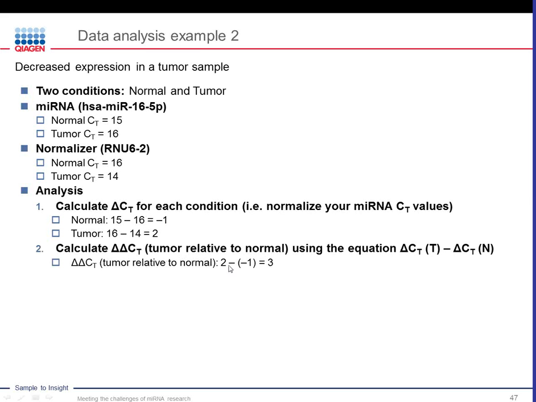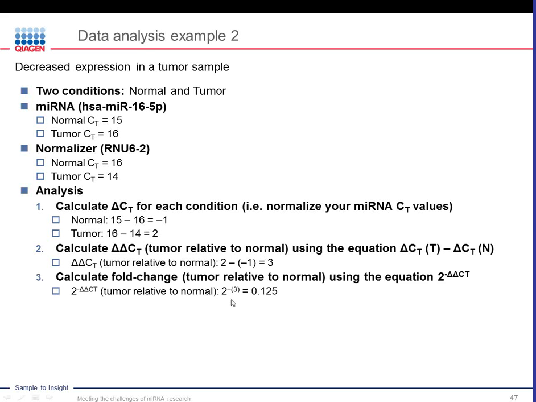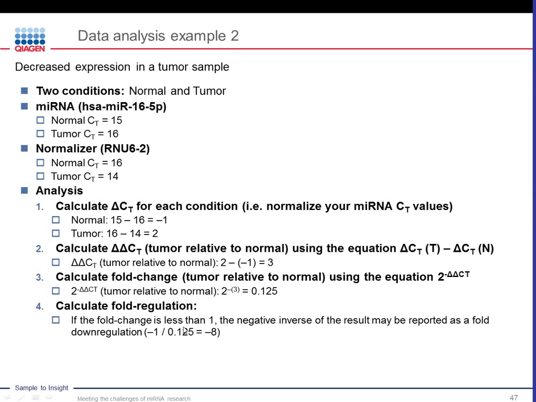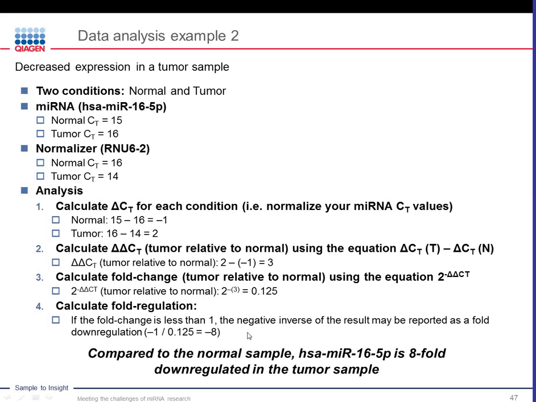Then you calculate delta-delta CT, 2 minus negative 1 to give 3. Then you calculate fold change using the equation 2 to the negative delta-delta CT. So it's 2 to the negative 3 to give 0.125. For calculation of fold regulation, if the fold change is less than 1, which is our case, the negative inverse of the result may be reported as a fold downregulation. So this is negative 1 divided by 0.125 to give negative 8. Stated then, compared to the normal sample, miR16-5P is 8-fold downregulated in the tumor sample.